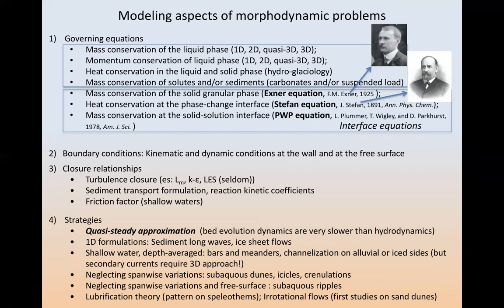But remember that with shallow water approximation, if you study meanders, you always need something which resolves the three-dimensional secondary currents. If you neglect the spanwise variation, you can study subaqueous dunes, icicles, crenulations. If you neglect the spanwise variation and the free surface, you can only study subaqueous ripples. Lubrication theory is fine for Parthenos pelotons and so on.